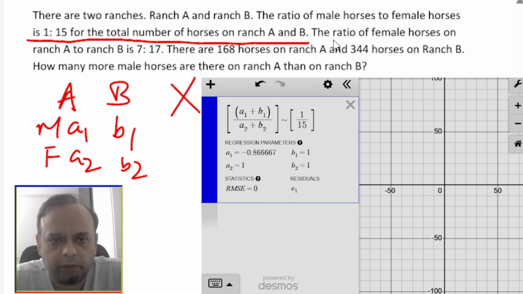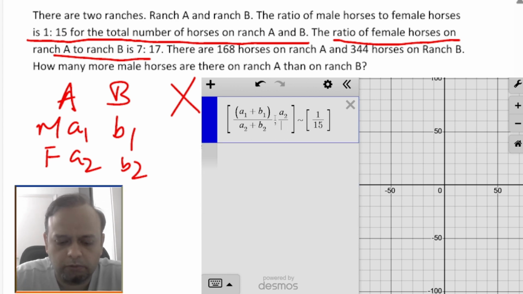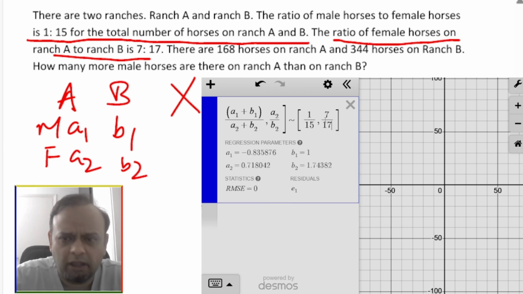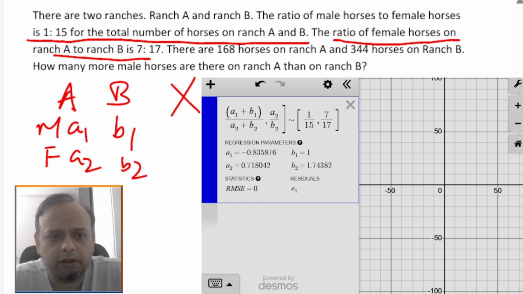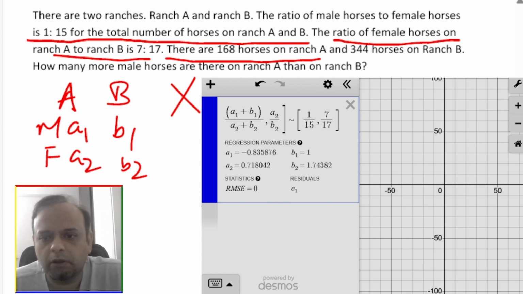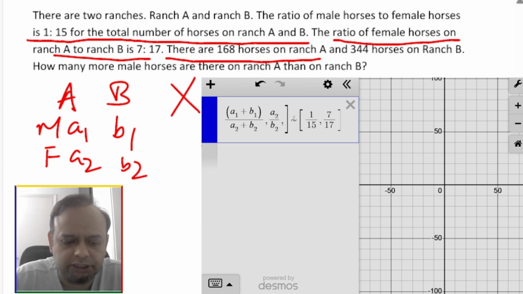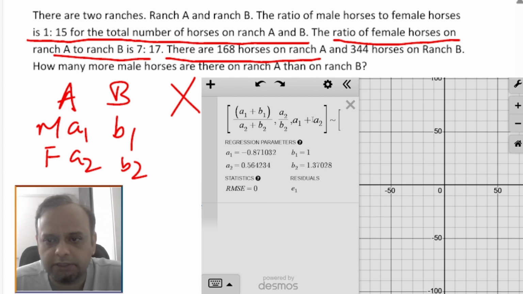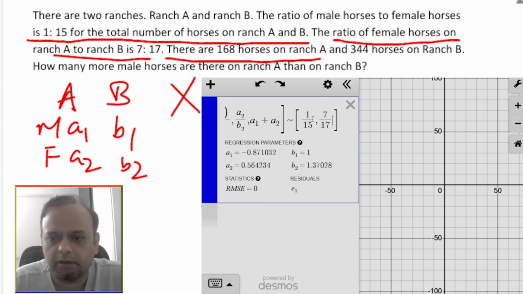Let's write out the second one. Ratio of female horses on ranch A to ranch B is 7:70, right? So female horses are A2 and B2. We know their ratio, so A2 over B2, and we know that ratio to be 7/70. Okay, no hurry, don't get overwhelmed, just keep writing it out. Then we also know there are 168 horses in total on ranch A. So male and female altogether, A1 plus A2, has got to be 168. So A1 plus A2 is simply 168.